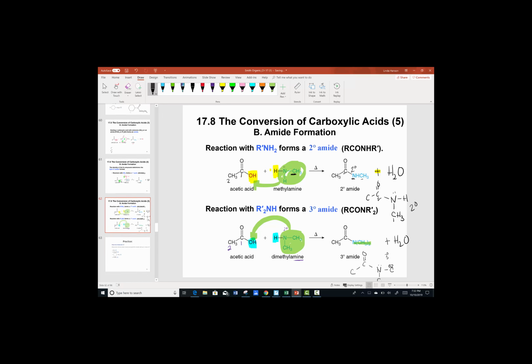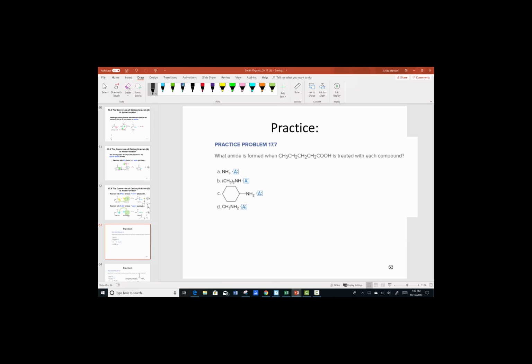Good. All right, great. Let's practice. We're doing so well. Home stretch here. Let's try some of these. Here we have ammonia in letter A. The acid is going to start with 1, 2, 3, 4, 5 carbons. So for letter A, my initial acid has 5 carbons, and I'm going to react it with NH3.